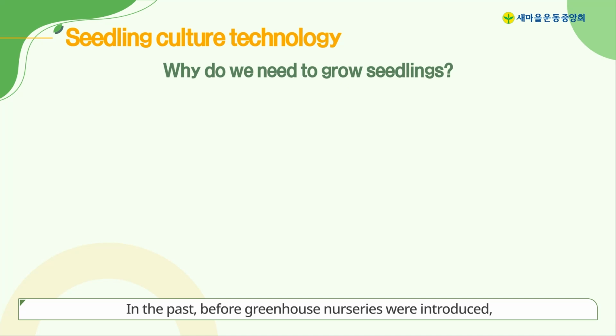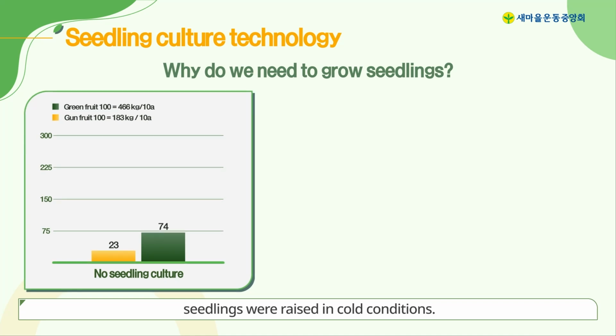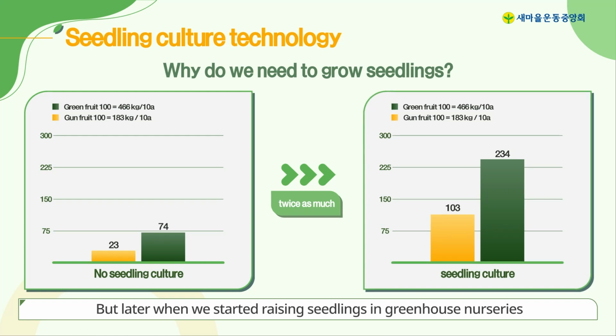In the past, before greenhouse nurseries were introduced, seedlings were raised in cold conditions. But later, when we started raising seedlings in greenhouse nurseries where temperatures could be raised, we found that farm production more than doubled.